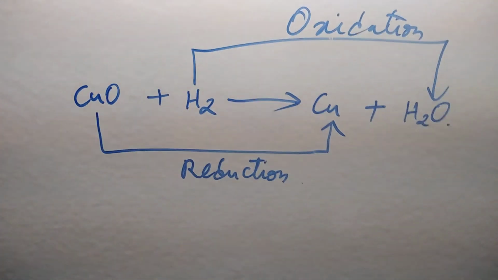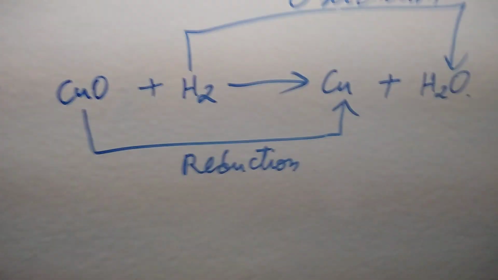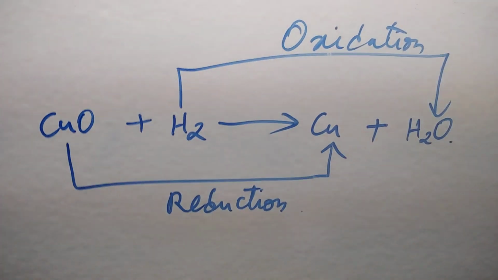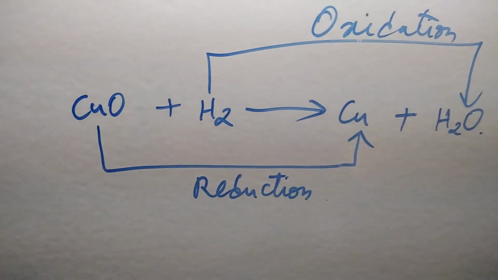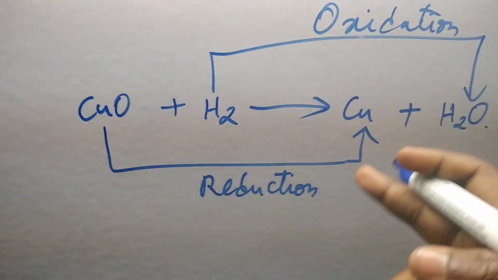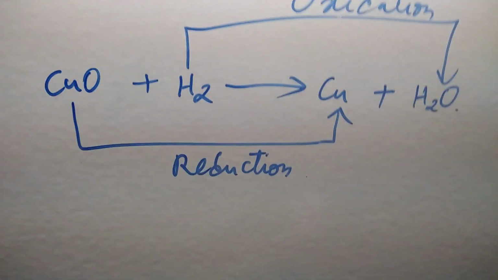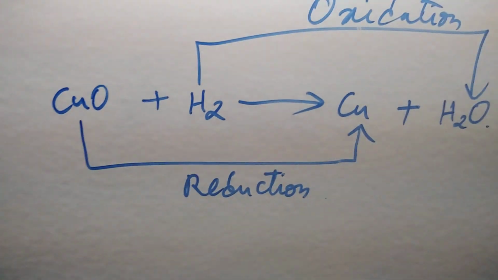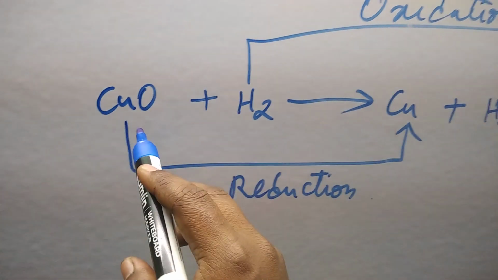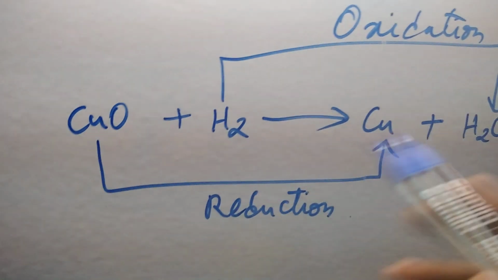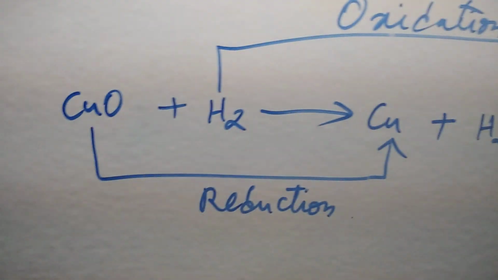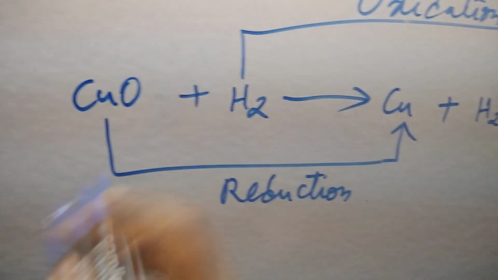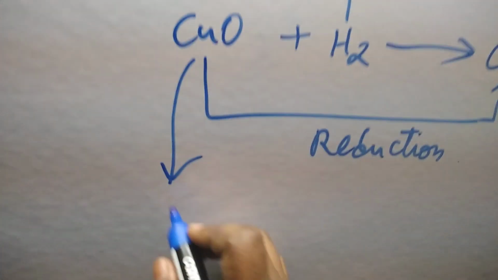What did we learn about an oxidizing agent? It will oxidize other chemical substances and reduce itself. Yes, see, CuO is reduced to Cu. Yes student, so it is the oxidizing agent.